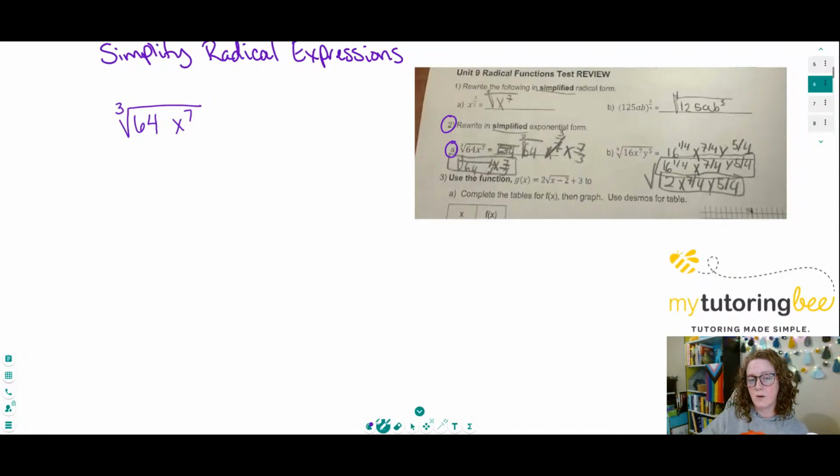We just needed to go a little bit further with that. So let's go ahead and just mimic what they did, and separate that out, and then we've got x to the 7 over 3. Okay, so we've got that part so far. All right, let's go ahead and talk about the cube root of 64.